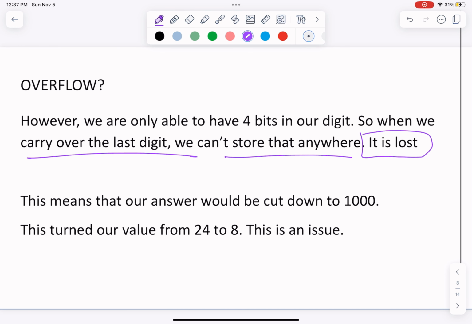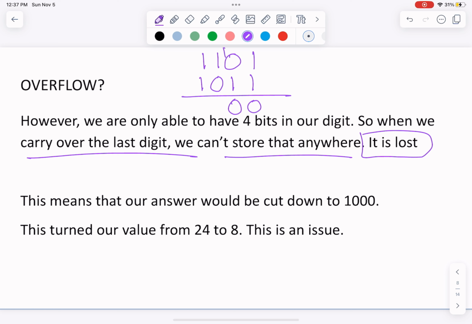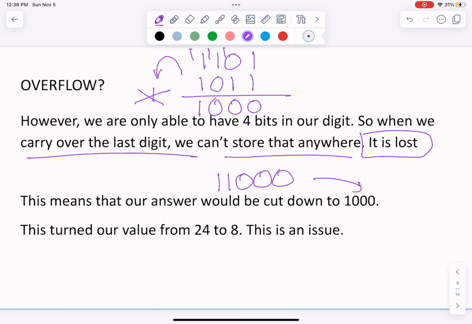It becomes lost. So now, if we go through our math again, 1101 and 1011, when we add these, 0 with a carryover, 0 with a carryover, 0 with a carryover, and a 1. But this final carryover bit is omitted. We have nowhere to keep it. That means that our answer, instead of being 11000, would be converted into 1000. That means we dropped down from 24 to 8. This is a pretty big issue, but it's something we deal with a lot in computer science and something we found ways to solve.